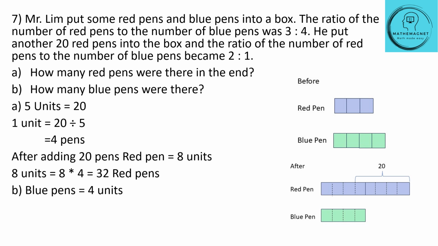Now question B, how many blue pens were there? We know blue pen is 4 units. And we know 1 unit is 4 pens. So 4 into 4 will be equal to 16 blue pens. So the number of blue pens that were there were 16 blue pens.